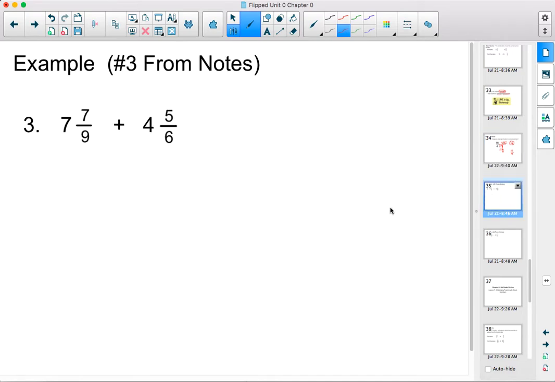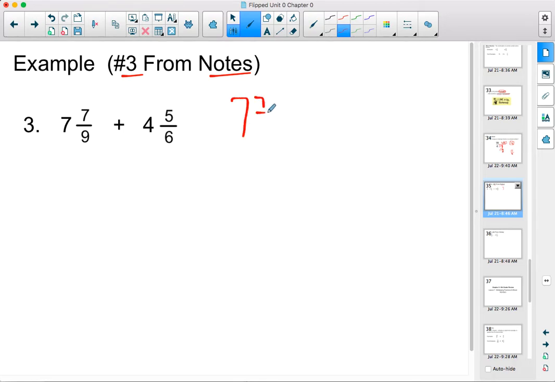Okay, so we have some examples here, and this time I decided to take the examples straight from your notes. I want some problems to be done properly in your notes so that you can do the rest of them. So here is our first example, 7 7/9 plus 4 5/6. Again, this is number 3 from your note packet, so do this along with me in your notes so that you have a perfect example.